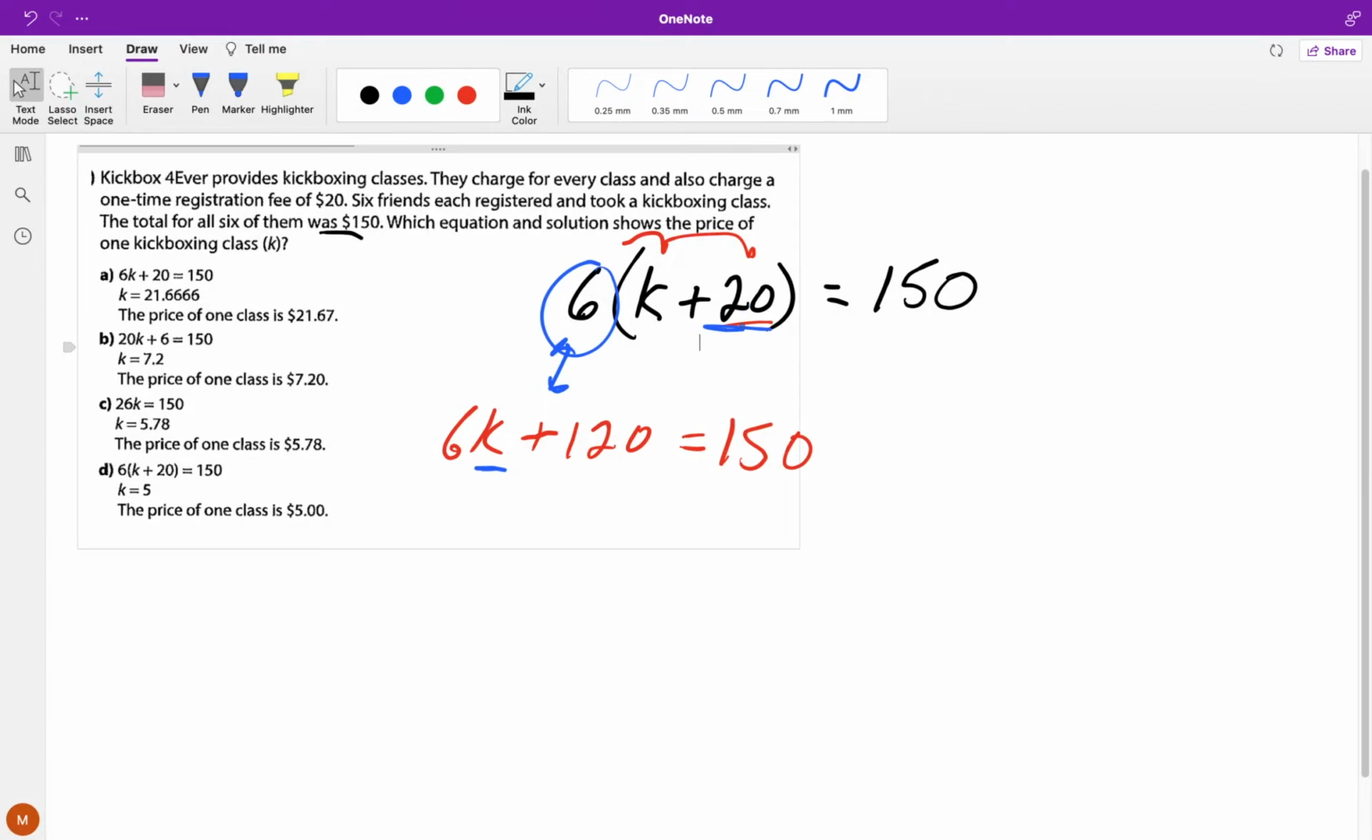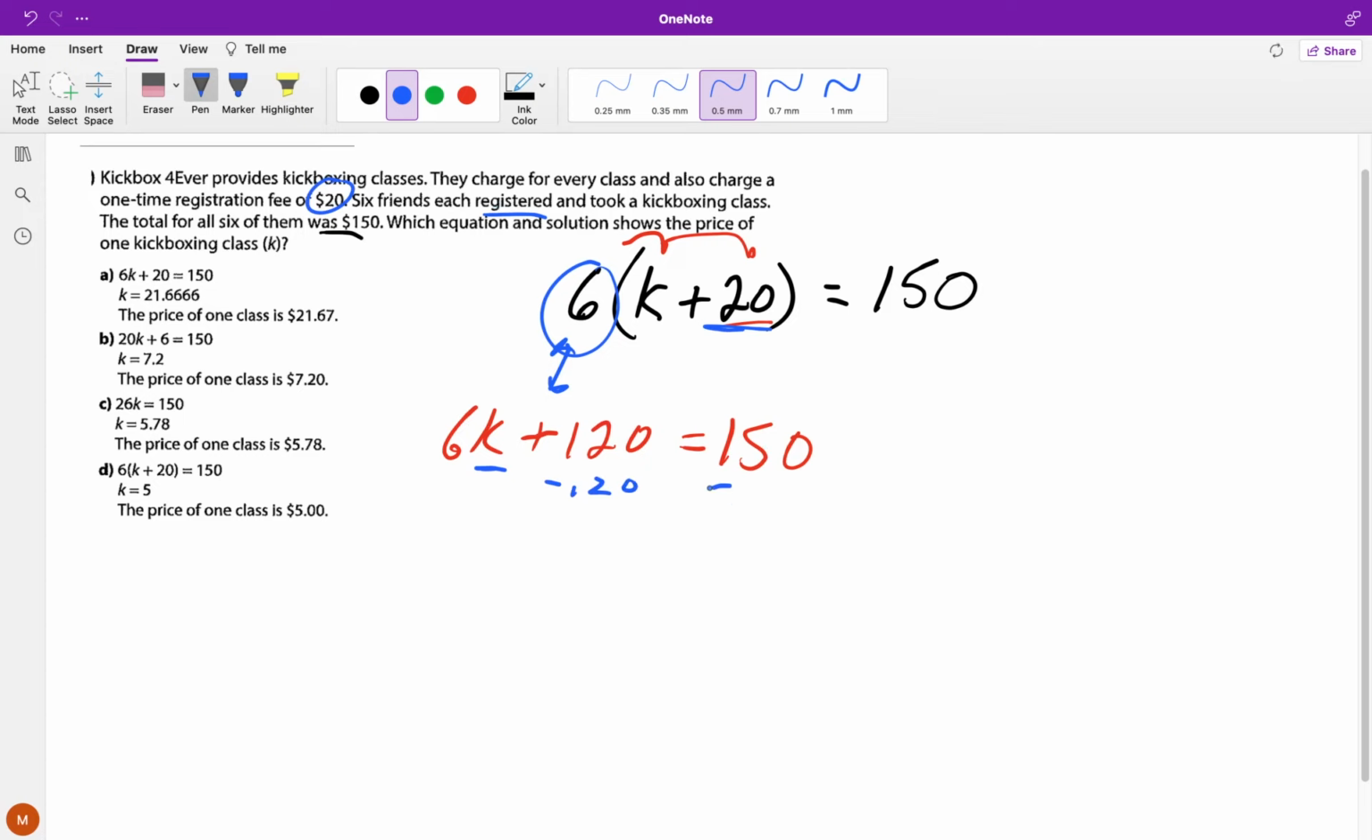Now, it doesn't say that they have all registered before, because it says 6 friends each registered and took a kickboxing class. So they're telling you there that they are registering and doing the class. It doesn't say that 6 friends had already registered, which then means we wouldn't have to take into consideration that $20.